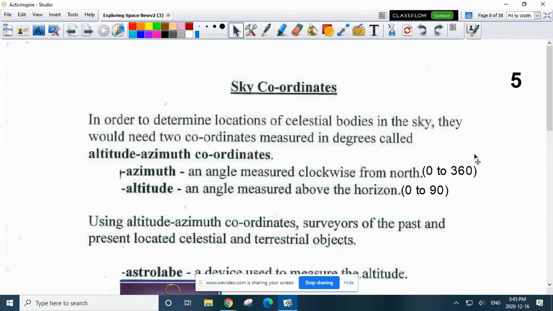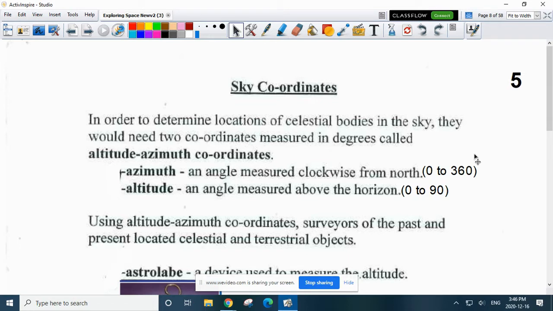Altitude, it could be flat with the horizon, which is 0 degrees, or it could be all the way up to straight overhead, which is 90 degrees. So if you put together altitude and azimuth, you can actually describe to somebody where something is in the sky other than saying over there. And using altitude azimuth coordinates, surveyors of the past and present today use it to locate objects in the sky.